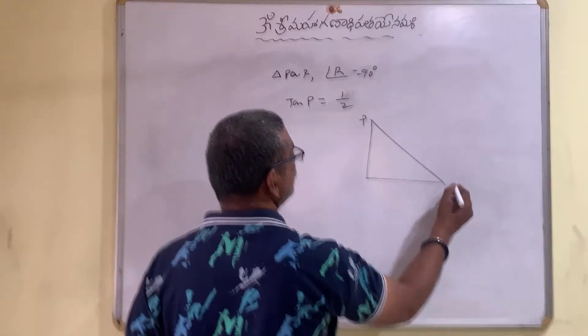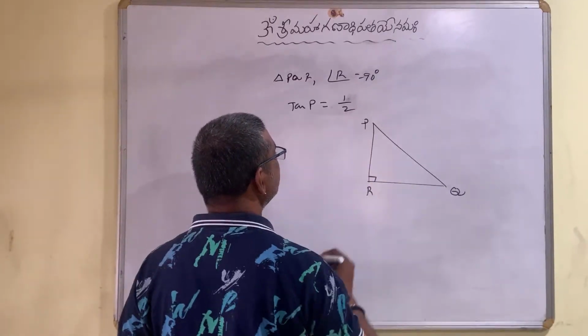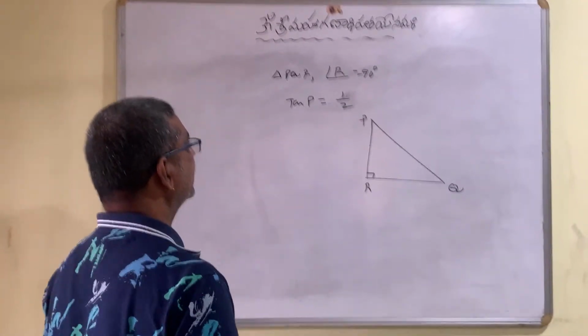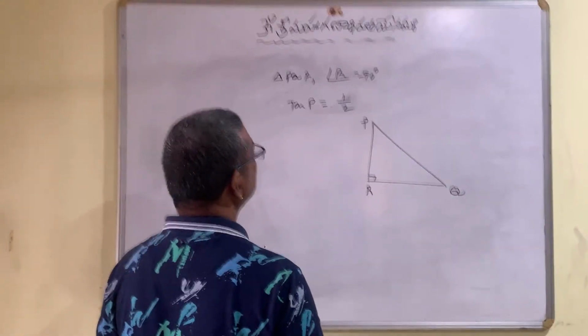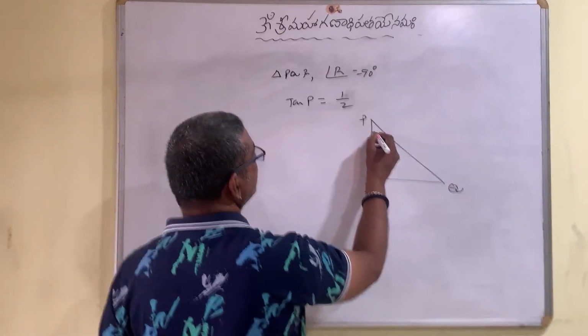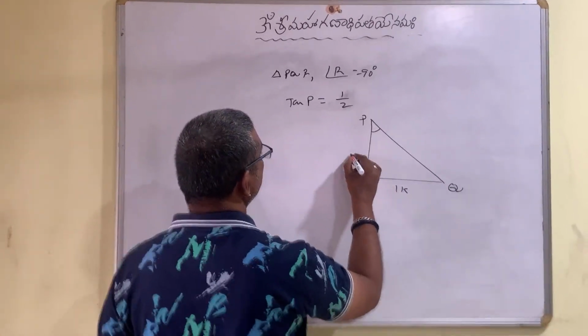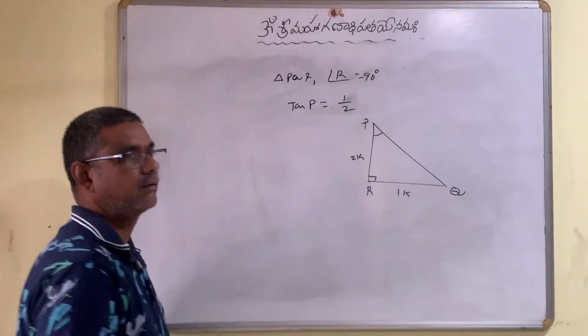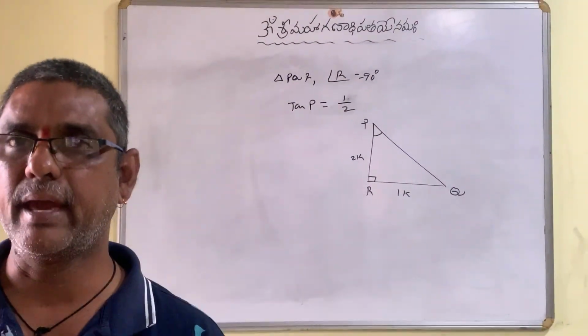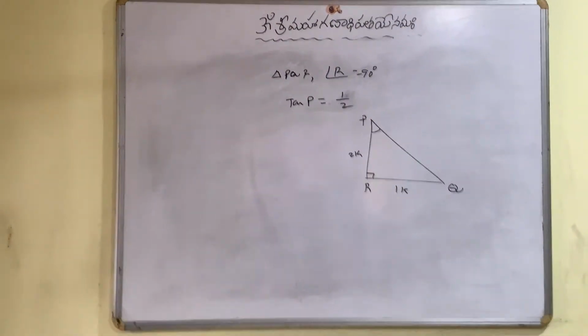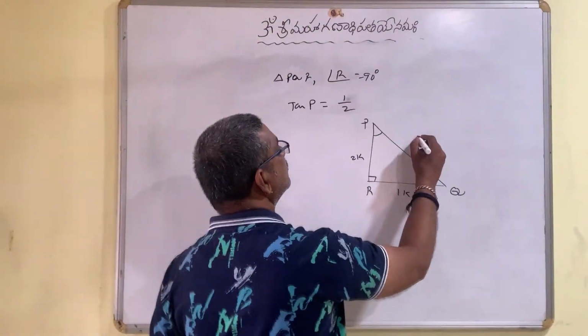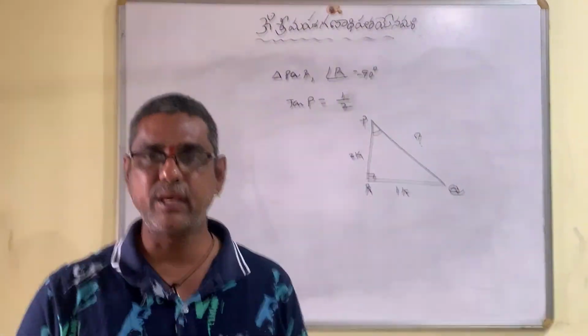P, Q, R. Right angle at R. So tan P, that means with respect to angle P, is 1k by 2k. We need to find out PQ first.